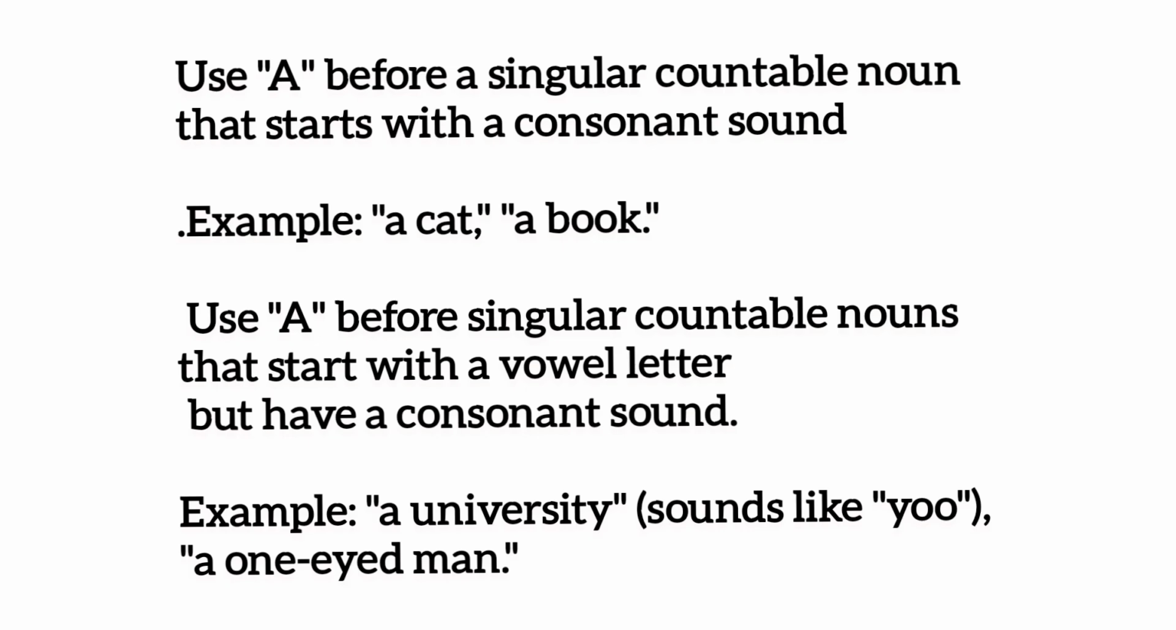Countable noun, a university. Here we are talking about only one university. So that starts with a vowel letter but has a consonant sound. That is not U, that sound is like Y, oo. Next, one more example. A one-eyed man. Here that is a vowel letter but not a vowel sound. One, wa sound.